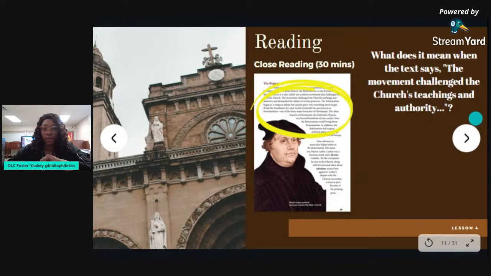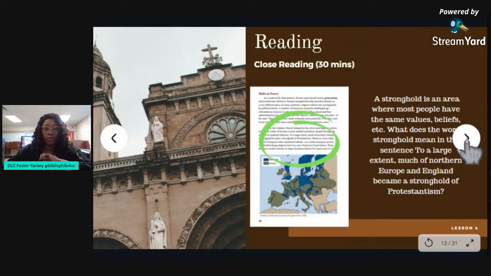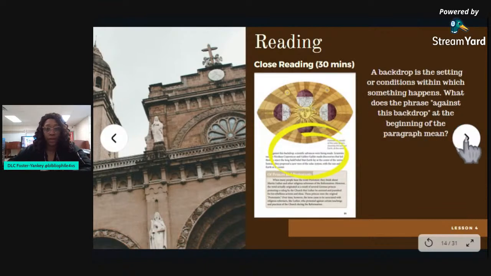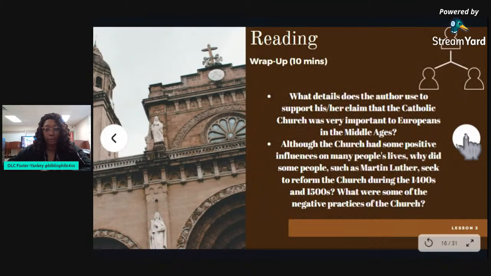So for part of this page, the teacher asks a question, and they repeat this, either individually, with a partner, or in small groups, until they get to the end of the chapter.